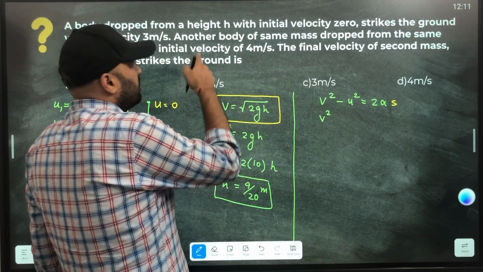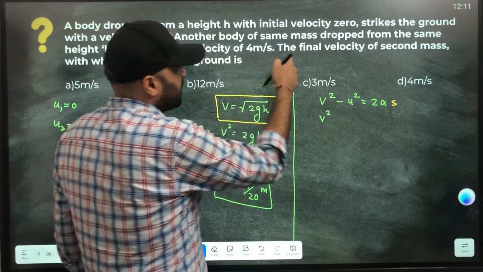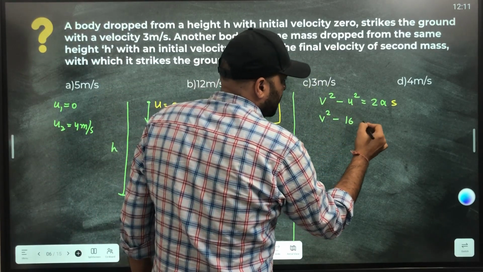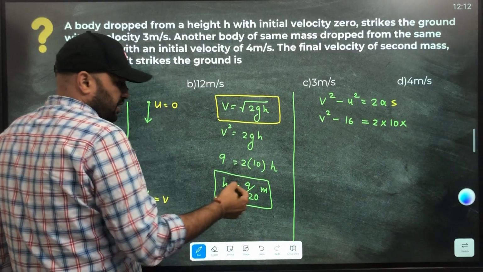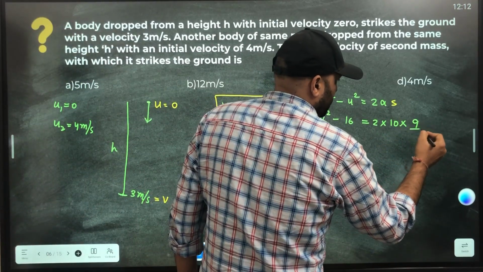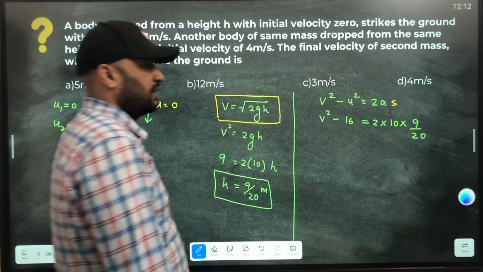We are looking for v square. What's the initial velocity? Sir, the initial velocity with which it is dropped is 4. So u square is 16. 2, g is 10, and distance is how much? How much has it traveled? 9 by 20. Correct? I hope this is clear.